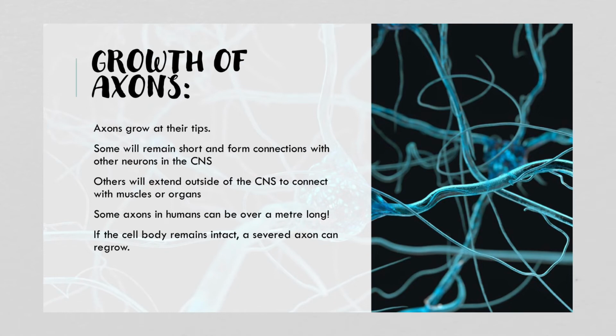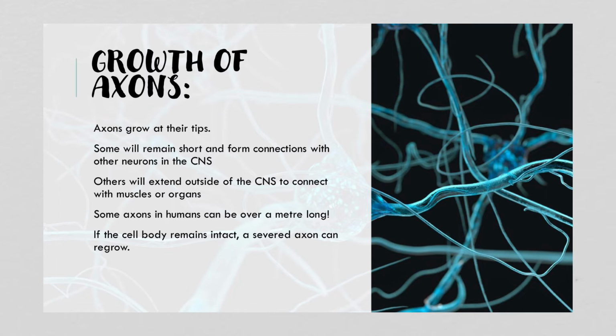Then the axons grow. Just like a plant, the axons grow at their tips. They don't grow elsewhere. Some of them will remain short and they'll form connections with other neurons in the central nervous system within the brain. They don't need to have long axons. Others will extend outside of the central nervous system to go connect with muscles or organs.